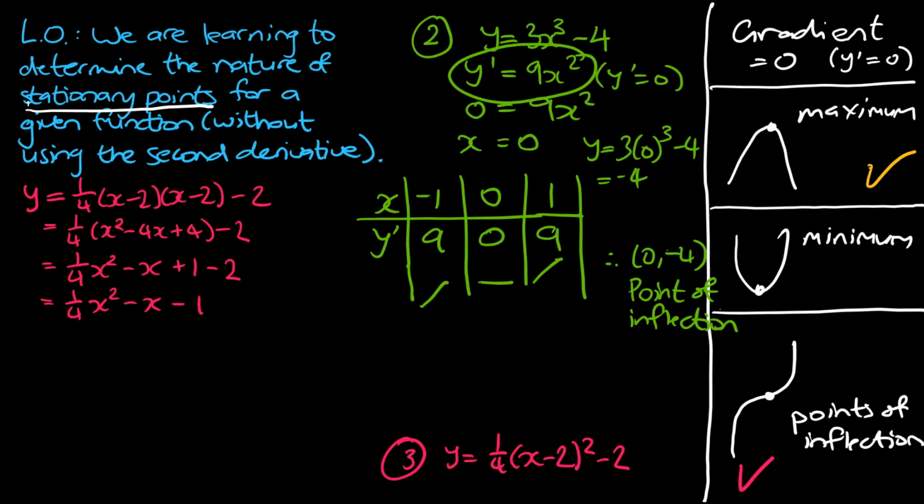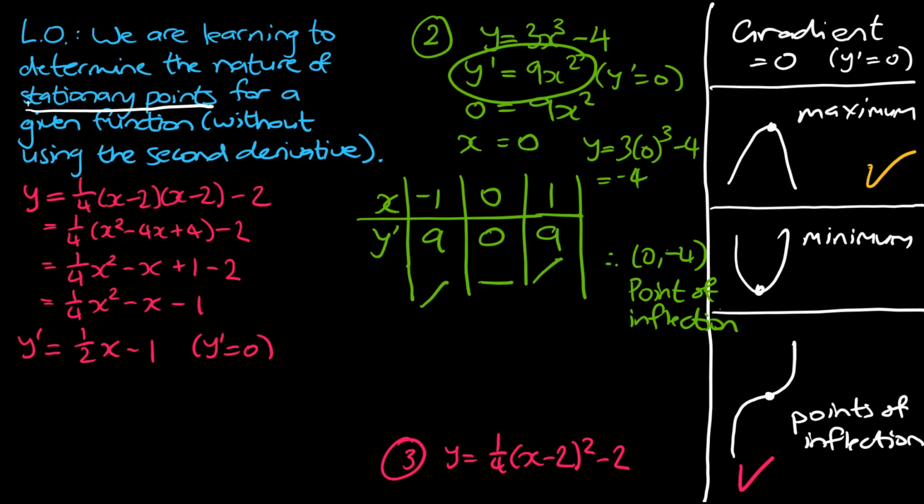We can now go through and differentiate that. So y dash is going to be equal to 1/4 times 2, which is 2/4, which is going to become 1/2. So 1/2 of x. And then negative x is going to differentiate to -1. And we're going to ignore the -1 at the end because that is a constant. So that gives us our gradient function. We know at our stationary point that the gradient, or y dash, will be equal to 0.